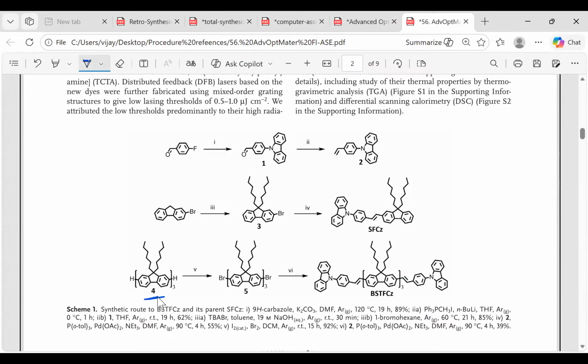You can see we have the terfluorine. We just did the dibromination, so we get the dibromo terfluorine. Up to here is okay. Now, how can one get this one?